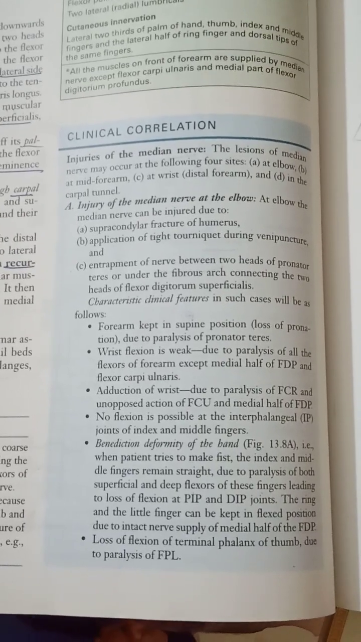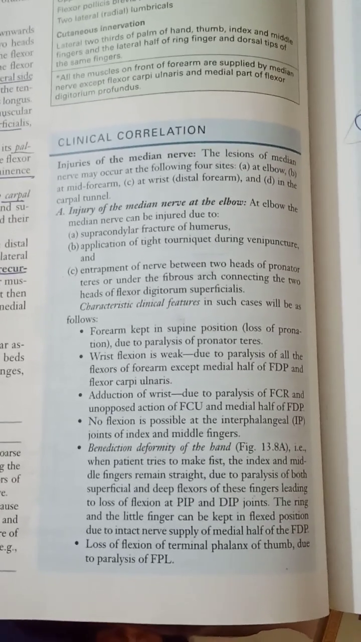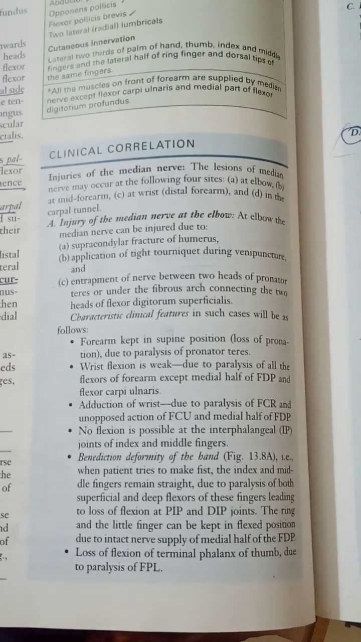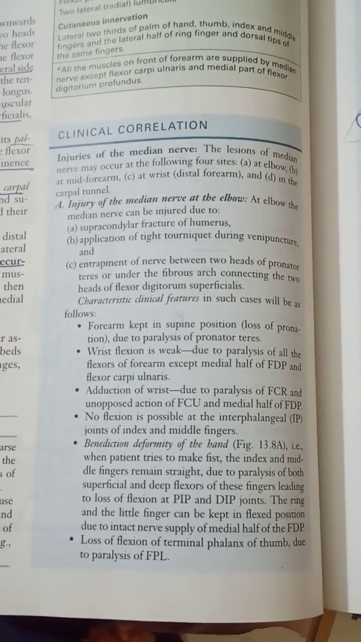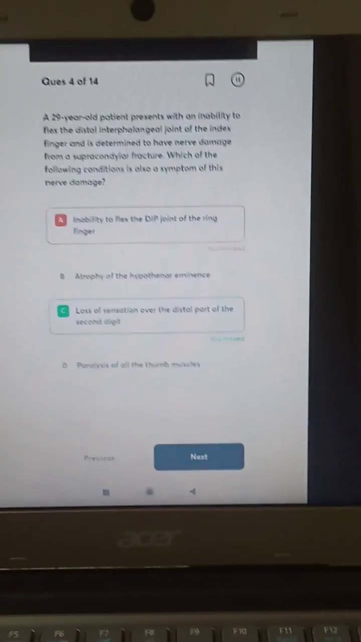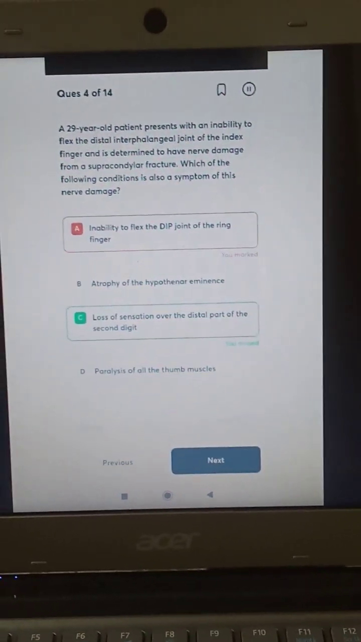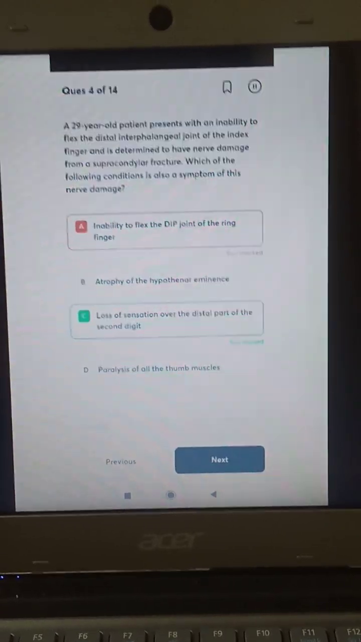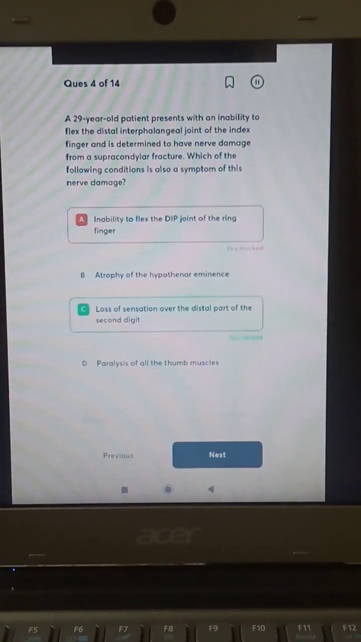No flexion is possible at the interphalangeal joints of index and middle fingers. Yes, of course. Inability to flex the interphalangeal joints of index and middle fingers. Not the ring finger. In the question they have given us, the first option is inability to flex the distal interphalangeal joint of the ring finger, but that is wrong. It is inability to flex the interphalangeal joints of index and middle finger.